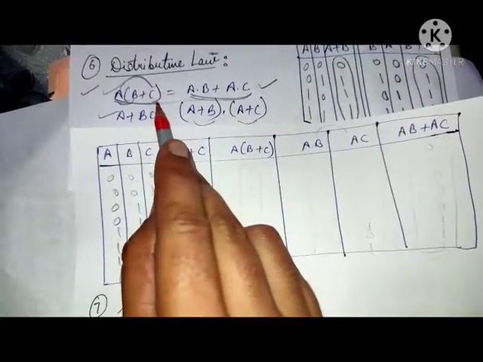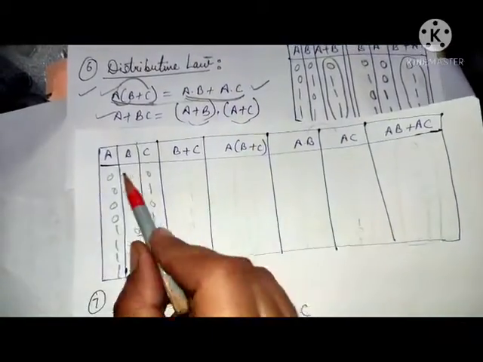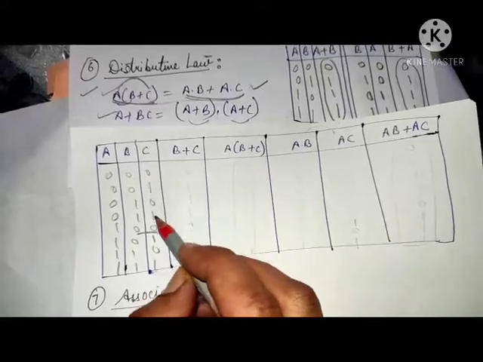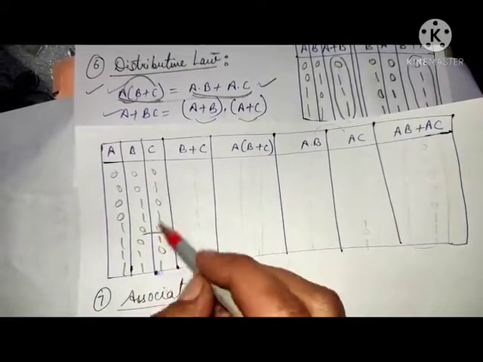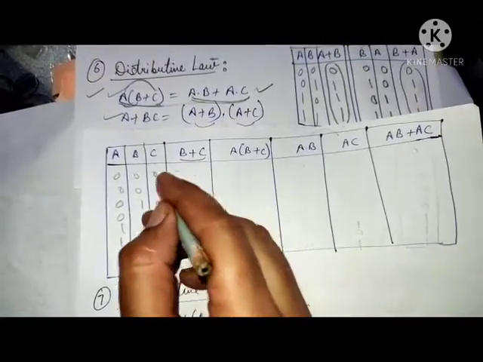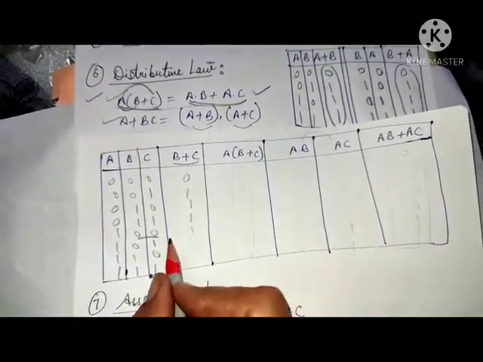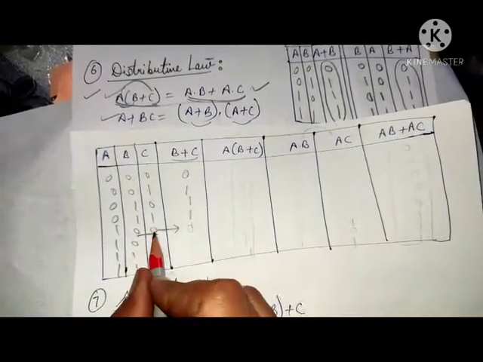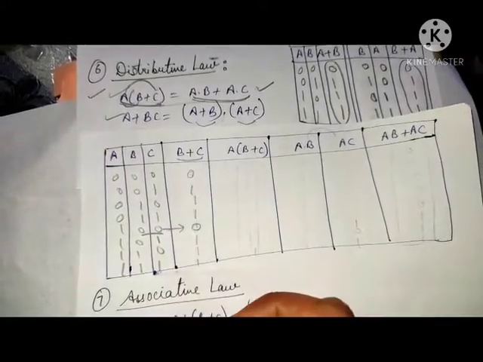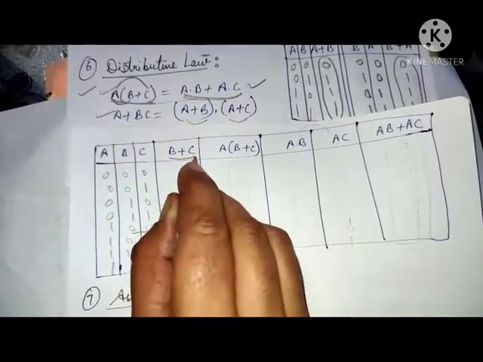Now I am going to prove that this expression is the same as this expression. So I am taking 3 variables because in this expression there are 3 variables. So I have to write 8 combinations from 0 to 7. Now firstly we have to perform the b plus c. For that 0, 0, 0, 0. Others are 1. Here again b plus c, 0. Both are 0, so the result is 0. Others are 1. Yes. Now we have to take the product of a with b plus c.